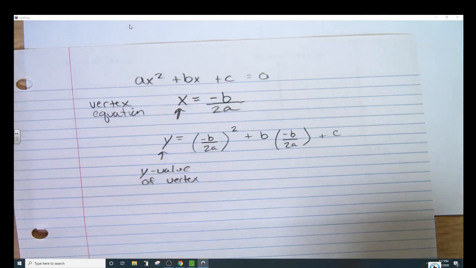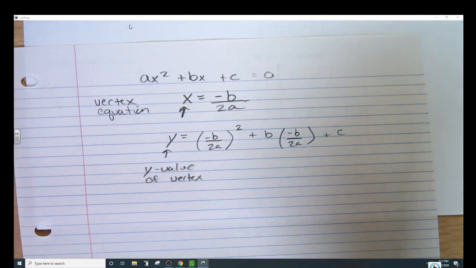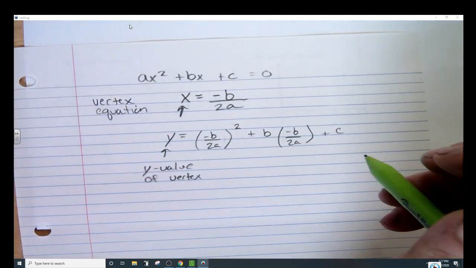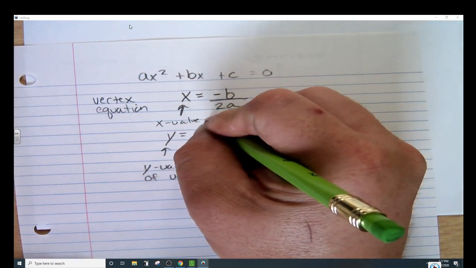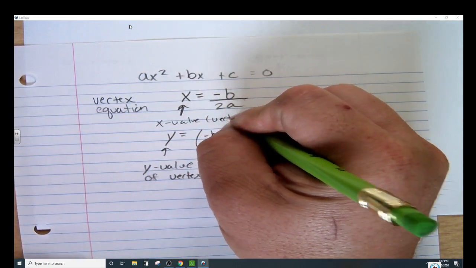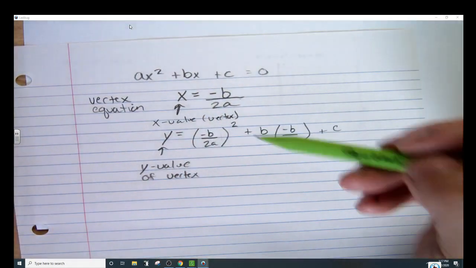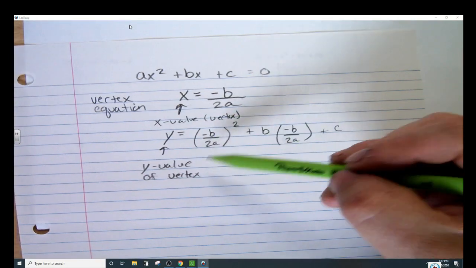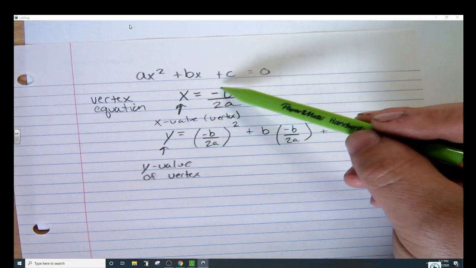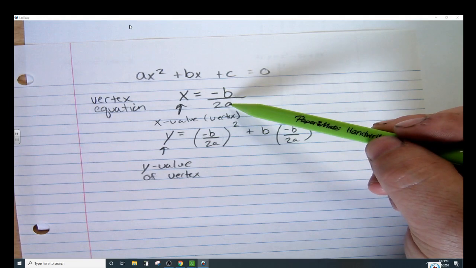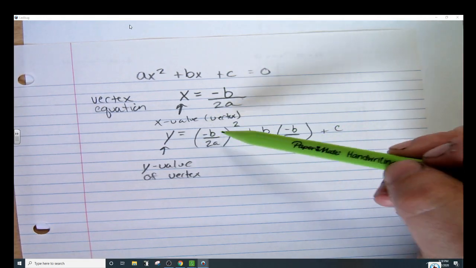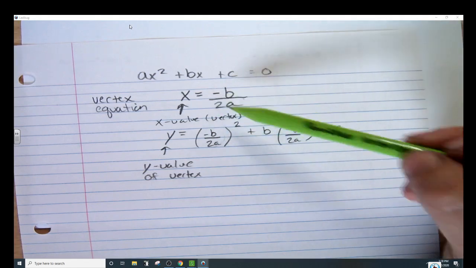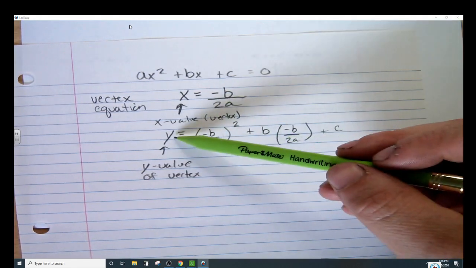So to get the x value of the vertex, that's the formula. To get the y value of the vertex, you take the number. When you plug this in, you'll get a number. You'll see it in just a minute. Then to get the y value of the vertex, you plug that number in, which is represented by this, and then you just get the y value of the vertex.